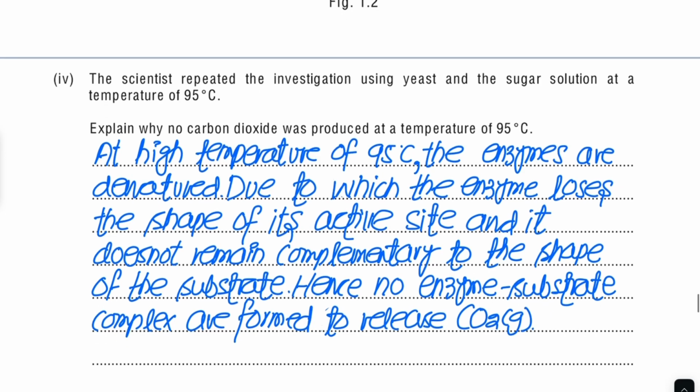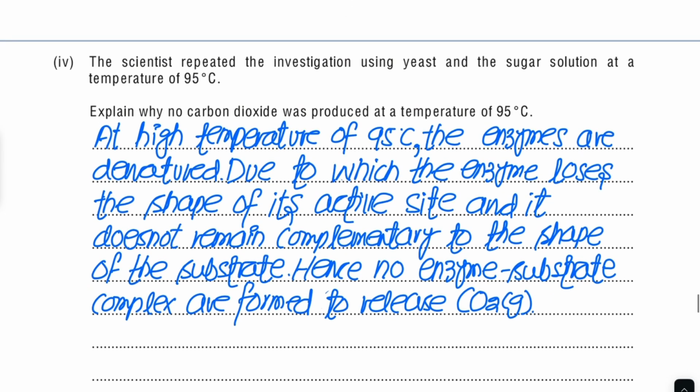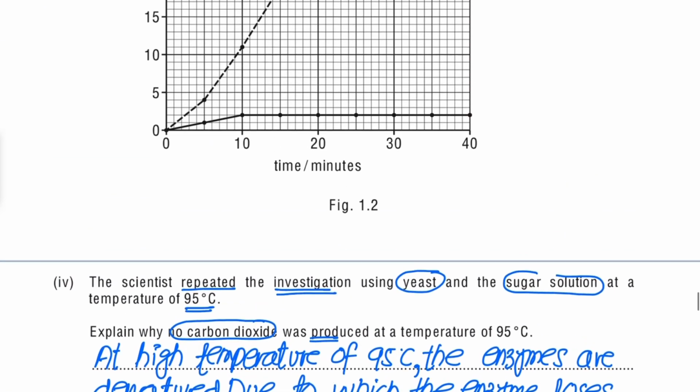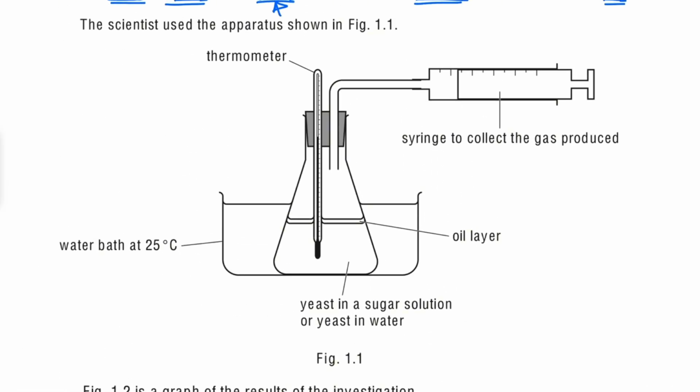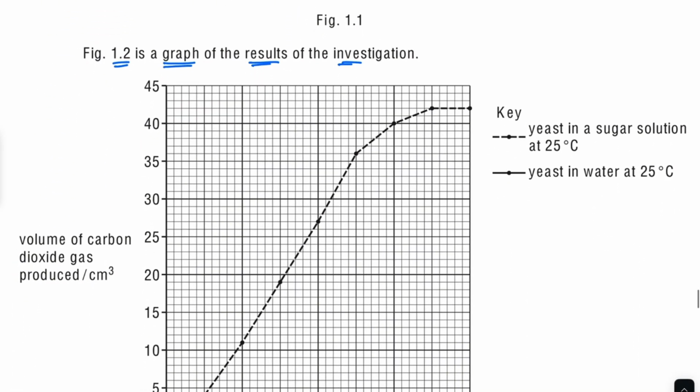Now, if I were to take you to this question, it has three parts, so this is the fourth part, and I'm just including it because it is from the enzymes. They say that the scientists repeated the investigation, and they again took the yeast and the sugar solution, but now the temperature was increased to 95 degrees centigrade, and no carbon dioxide was produced. If I just take you back, initially the investigation was done with the yeast and sugar solution at a temperature of 25, and we see a considerable amount of carbon dioxide being produced here.